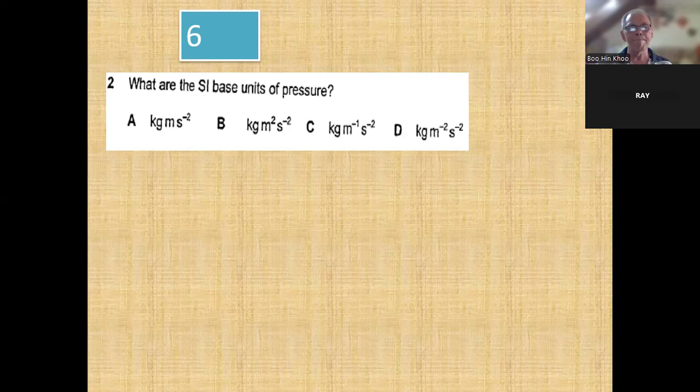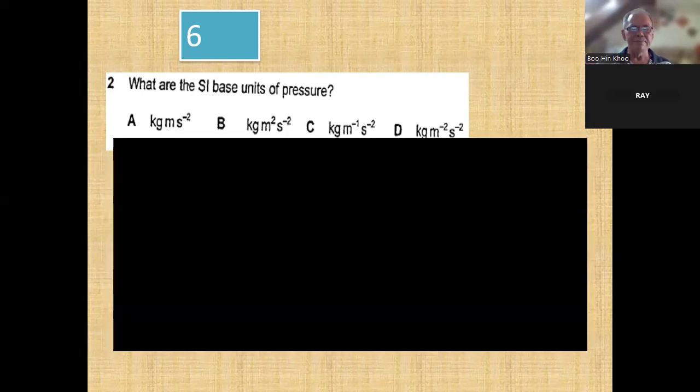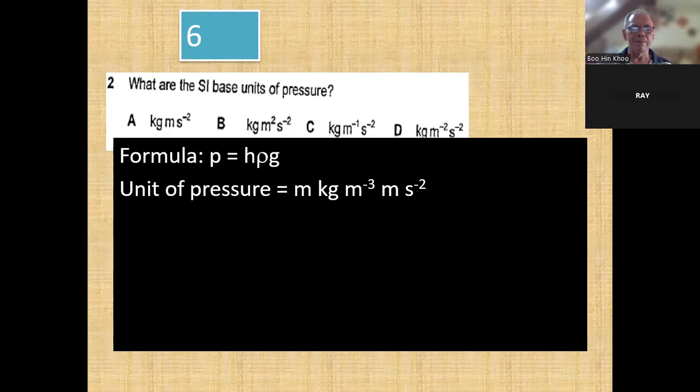Then H rho g or force over area. H in meter, density kilogram per meter cubed, g is meter per second squared. So simplify. The answer is C. Okay.